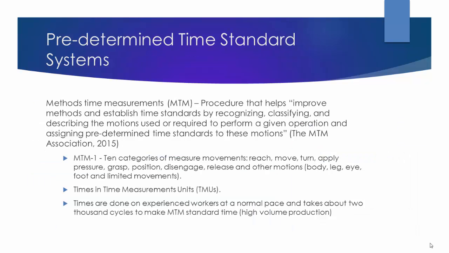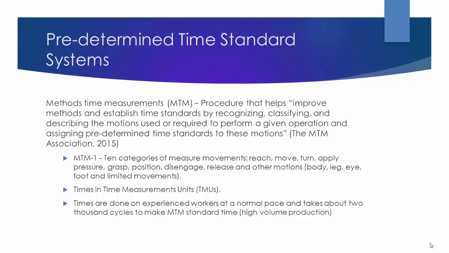The next section in our presentation is predetermined time standard systems. Well, the first method is methods time measurements, and the MTM Association defines this as a procedure that helps improve methods and establish time standards by recognizing, classifying, and describing the motions required to perform a given operation and assigning predetermined time standards to these motions.